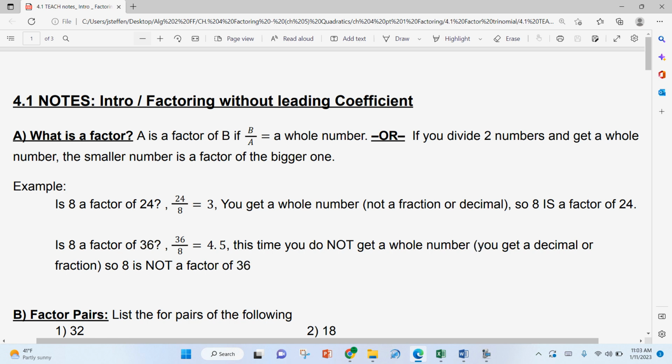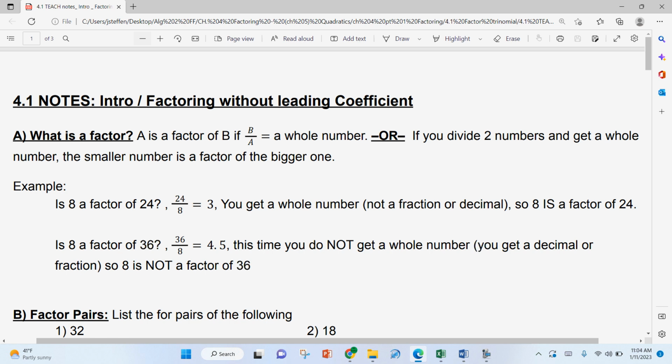It's definitely a factor. However, is 8 a factor of 36? Well, if you take 36 divided by 8, you get 4.5. That means it is not a factor because you got a decimal or fraction when you divide it. So that is not a factor.